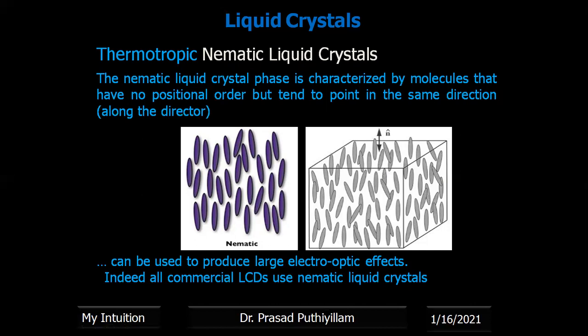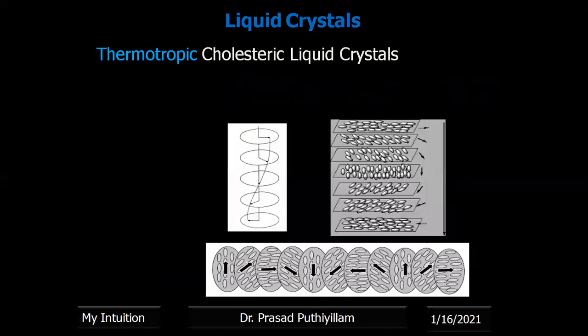There is no order in position. So these types of nematic liquid crystals are used mainly in electro-optic properties or electro-optic devices. Almost all LCDs that are present commercially now are nematic liquid crystals.